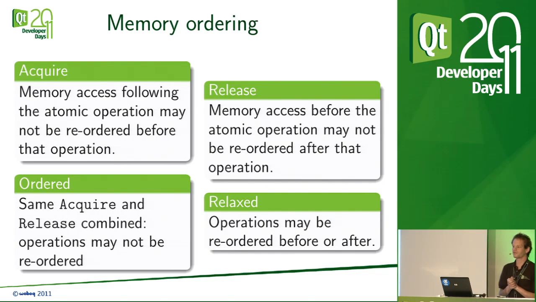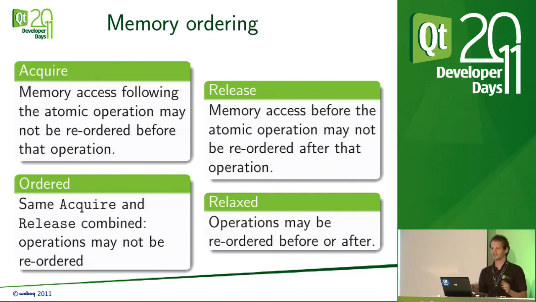And we want to avoid that when we do atomic operation. We want to be sure that the operations are not reordered in a way that will not leave the memory in a consistent state. So we have the relaxed memory ordering.